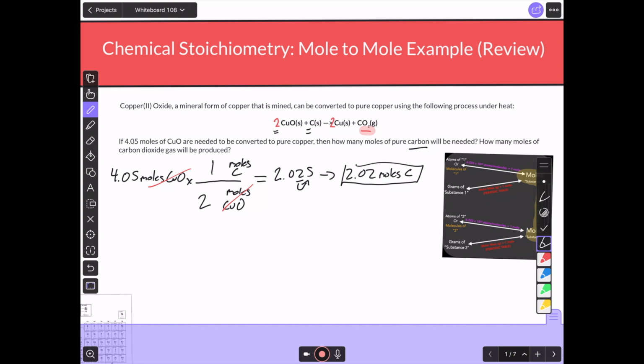The second problem wants to know how many moles of carbon dioxide. So we still start with the same amount, 4.05 moles of copper oxide. Our ratio will just be different because now instead of comparing carbon, we're comparing copper oxide to carbon dioxide. Well, it's actually the same ratio because they have the same coefficient. So we're still going to use a 1 to 2. It's just our unit is different. It's now carbon dioxide, which means that it will be the same answer, right? Because we're doing the same exact math.